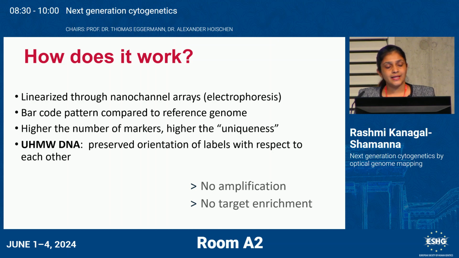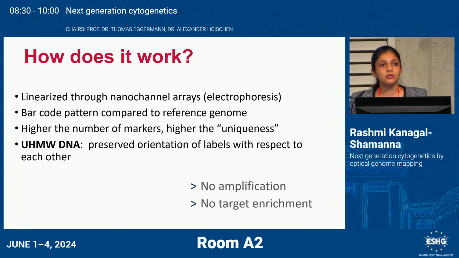So followed by labeling, the DNA is linearized through nanochannel arrays. And then once they are linearized, the fluorophore labeling pattern is almost like a barcode. And we can match up this barcode to the reference genome to find out where it came from. So as you can think, the higher the number of labels, the higher the uniqueness of that barcode, and the higher the accuracy.